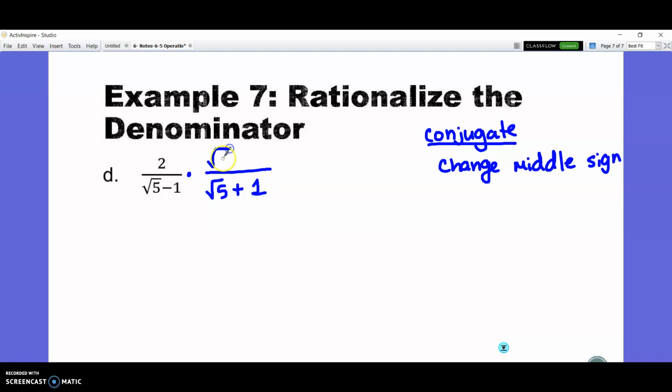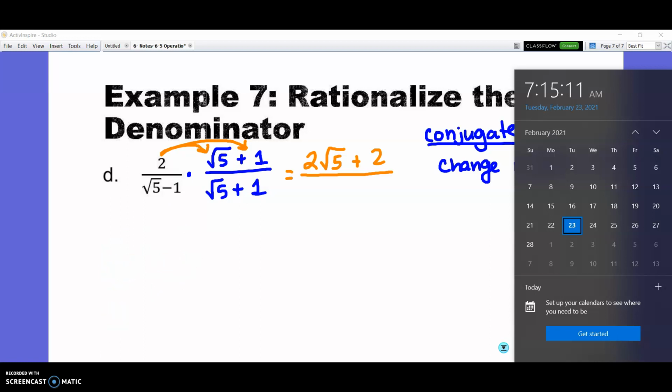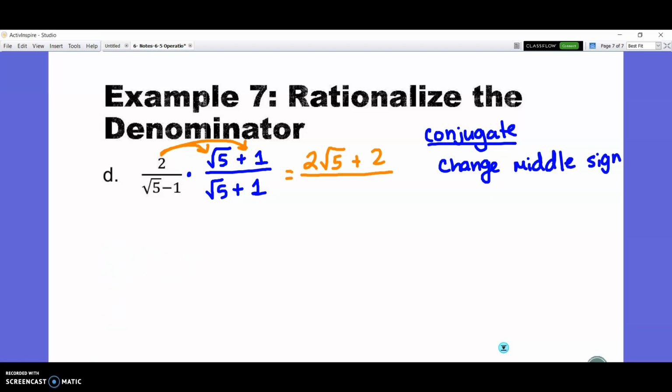And we're still going to have to multiply both top and bottom, so it's really just the number 1. And then distribute. So 2 times the square root of 5. Remember how we multiply: outside times outside, inside times inside. So 2 square root of 5 plus 2 times the 1 would then be 2. Over the bottom here is going to be a box method. And this is why we need to multiply by the conjugate.